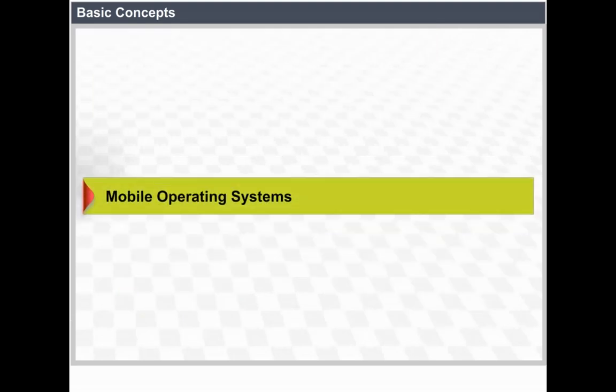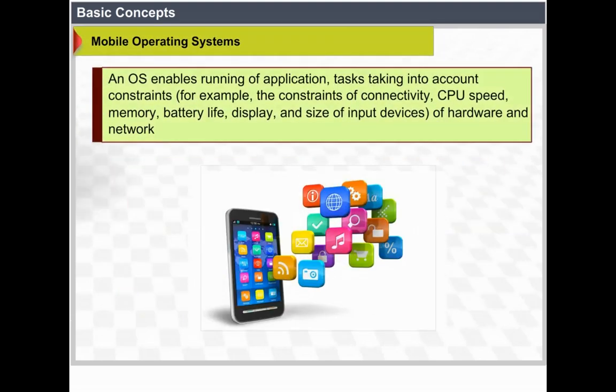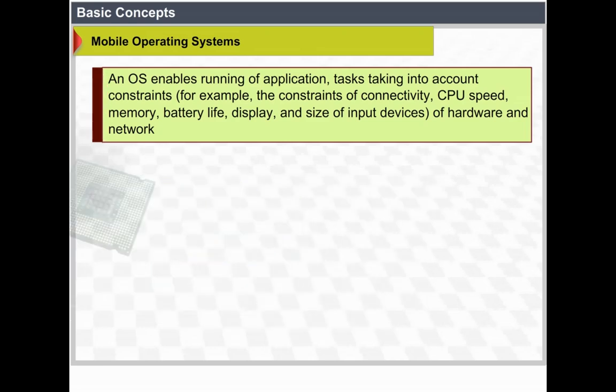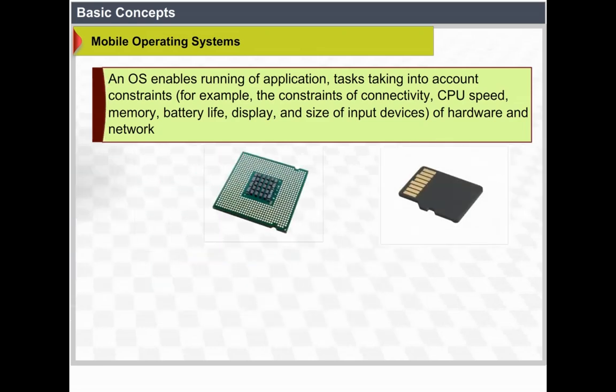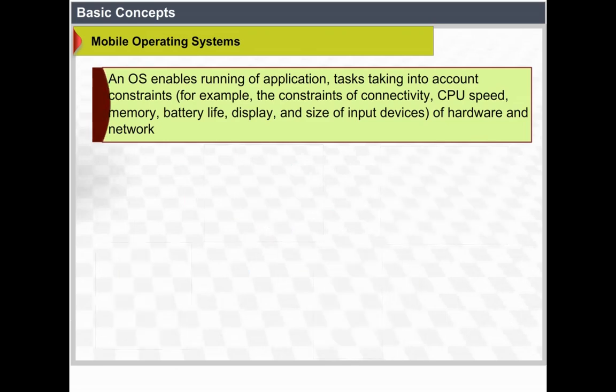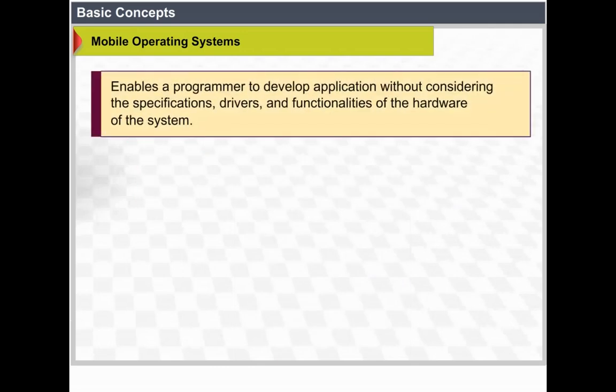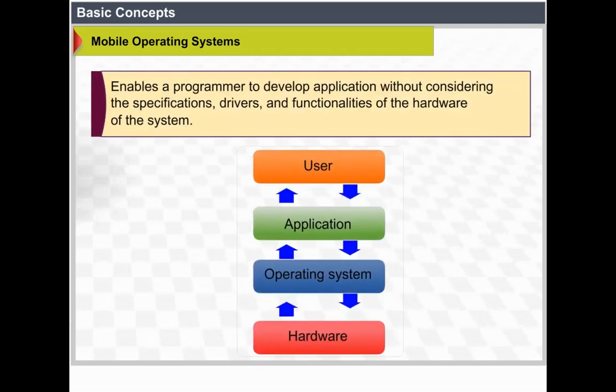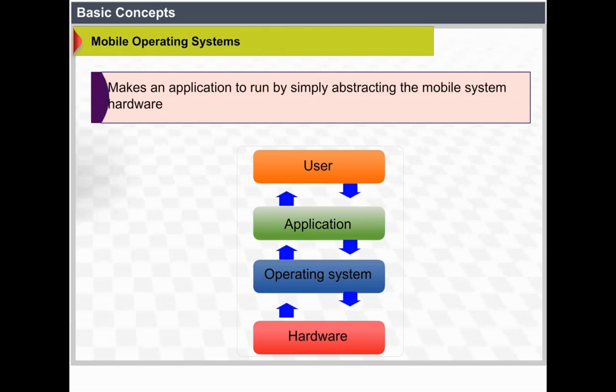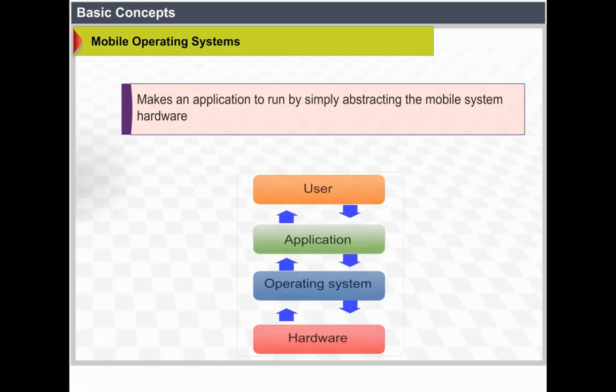Mobile operating systems. An OS which enables running of application tasks taking into account constraints, for example, the constraints of connectivity, CPU speed, memory, battery life, display, and size of input devices of hardware and network. Enables a programmer to develop application without considering the specifications, drivers and functionalities of the hardware of the system. Enables an application to run by simply abstracting the mobile system hardware.